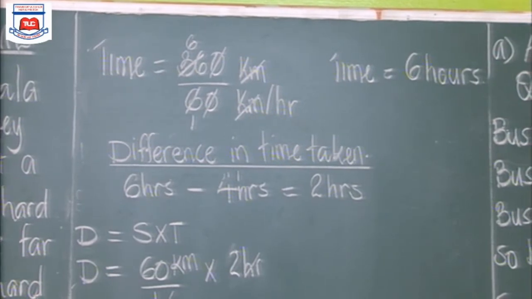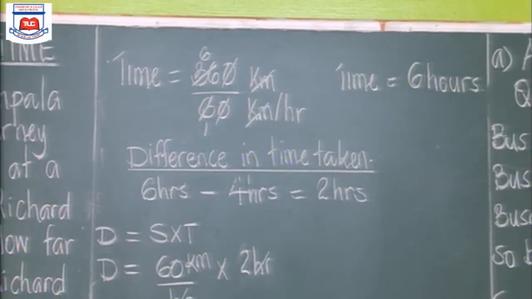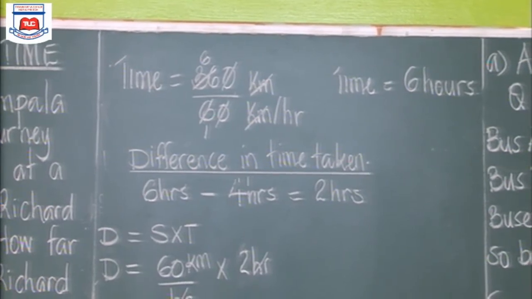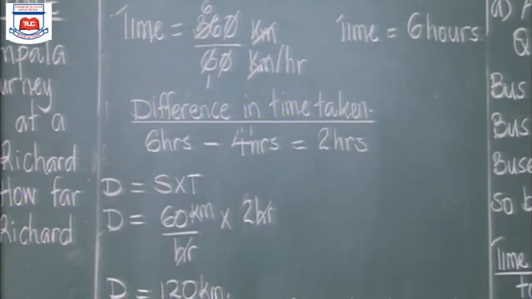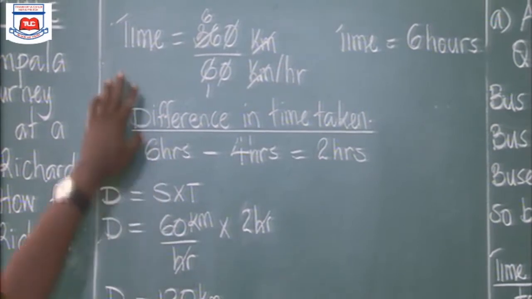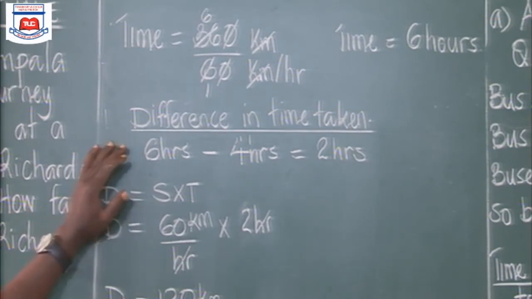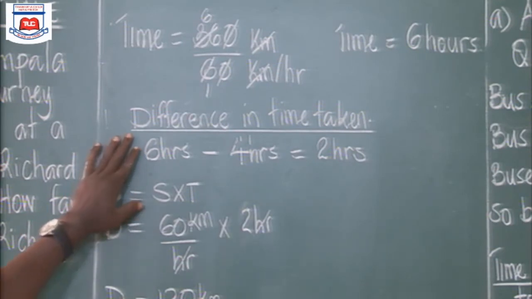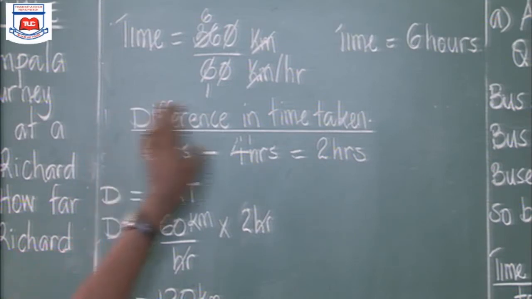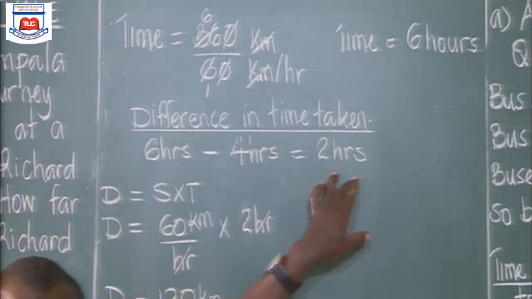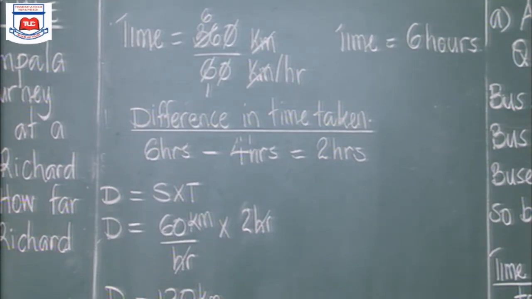Why is it so? She was driving at a lesser speed compared to Richard. So as Richard takes 4 hours, Betty will take 6 hours to complete the same journey of 360 kilometers. Now, you will proceed to getting the difference in time taken between these two. You get 6 hours minus 4 hours, thereby getting a difference of 2 hours.